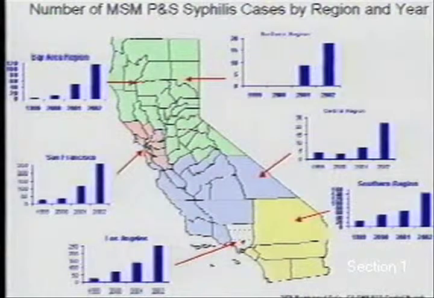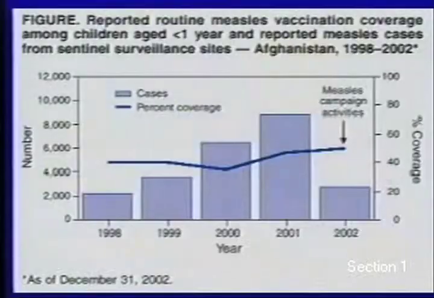This is an example of a hybrid where we have a map showing some regions in California, and then a bar chart showing the increase in MSM syphilis cases in each one of those regions, highlighting that this problem we're having in syphilis is occurring throughout the state, not just in the big urban areas like San Francisco and Los Angeles, where a lot of attention to this increase has been.